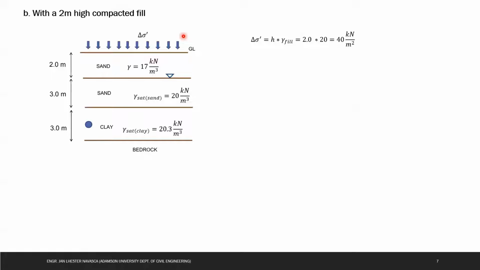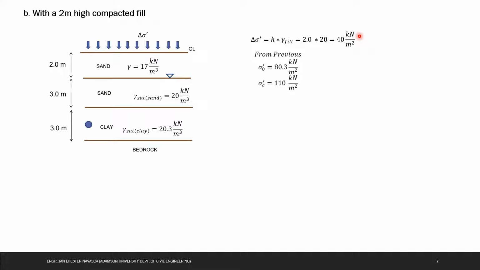So in order for us to solve for the delta sigma prime, or the induced pressure at the top, we simply multiply the height and the unit weight. That is 2.0 multiplied by 20. We have the induced pressure at the ground surface of 40 kilonewton per square meter, or 40 kPa.